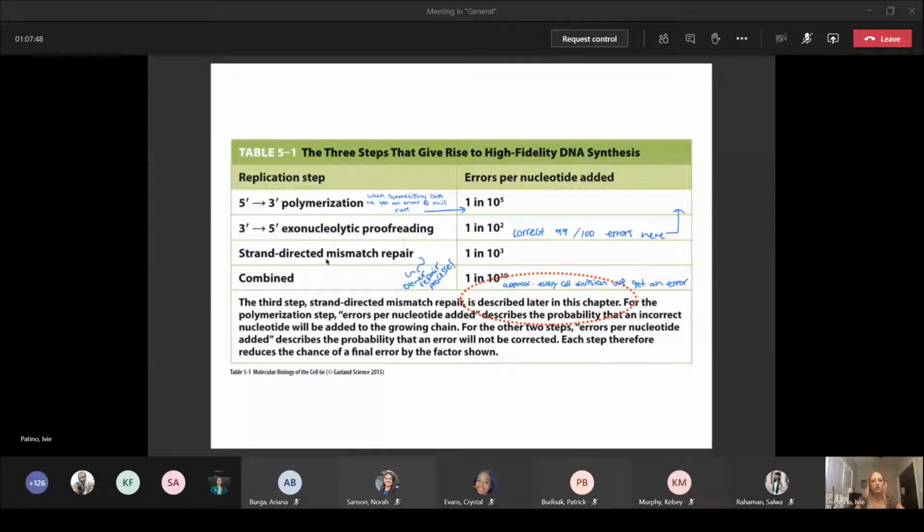Then we have this other mechanism that we're going to learn more in depth later, this mismatch repair. We have 1 in 10 to the 3. And then when we combine all of those, it's 1 in 10 to the 10. So every cell division, we're going to have some error. That's the main takeaway. Although we have mechanisms for proofreading and checking for errors, we still are going to have some, which makes sense because that's how we can get cancer after, you know, once you're older, after however many cell replications, something will go wrong with one of these errors, and that's how you can develop cancer and stuff.